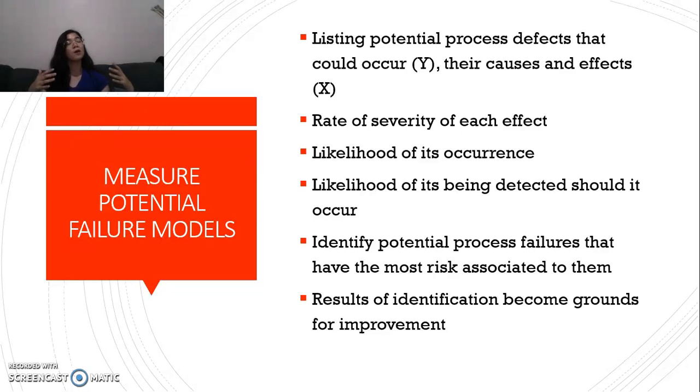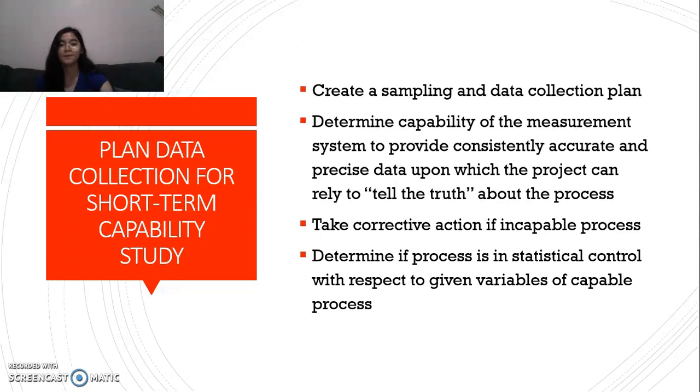So yun na yung correlation ng X and Y. And next is yung rate of severity of each effect, likelihood of its occurrence, likelihood of its being detected should it occur, and identify potential process failures that have the most risk associated to them, and also yung results na identification na magiging grounds mo for improvement. So yun basically, when you measure potential failure modes, it's most likely the likelihood, the probability of it happening.